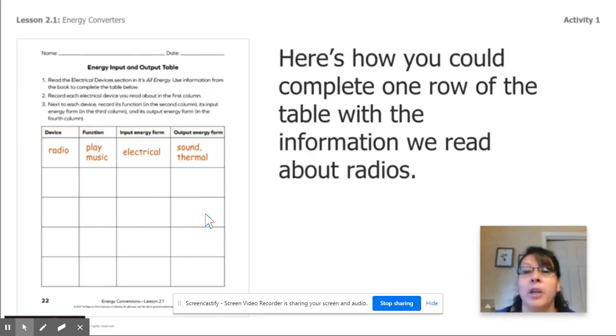So here's how you could complete one row of the table with the information that we read about radios. So the device we read about was a radio. The function of a radio is to play music. The input, like what kind of energy does it need in order to work? I need to plug it in. So it's getting electrical energy as the input. The output, what I'm hearing from it, is sound and sometimes thermal. Have y'all ever had your iPod and you're playing music on it a lot and you touch it? Sometimes it gets really hot. So the output could be sound or thermal.